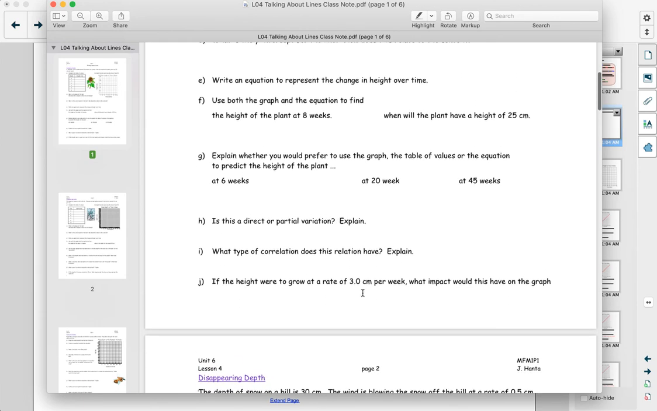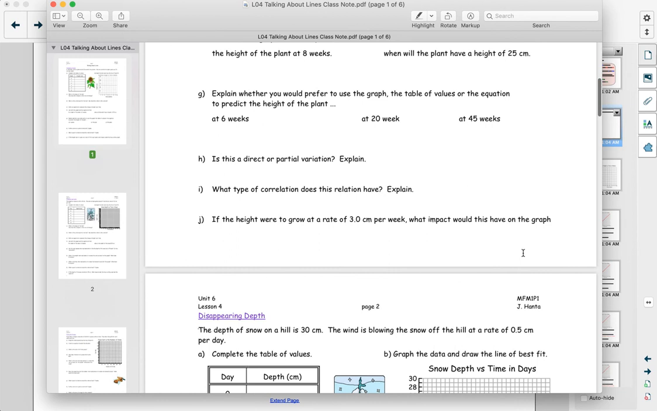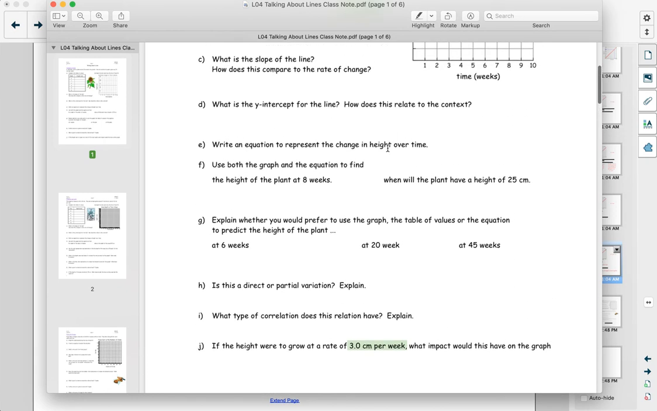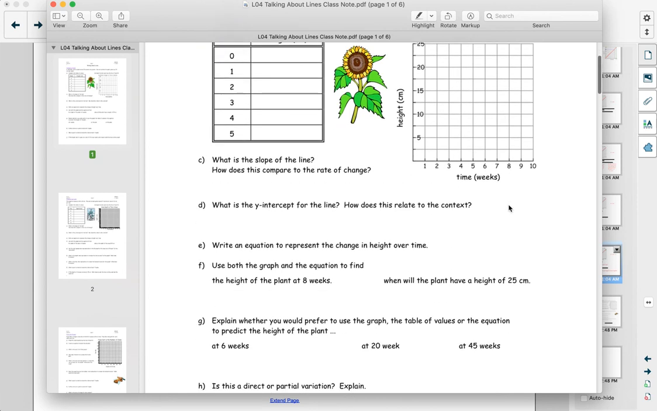If the height were to grow at a rate of 3 centimeters per week, what impact would that have on the graph? So I'm going to get you to think about that now, and then I'll discuss that one with you. So let's pause. All right, so resuming after you had some time to think about that, this rate, 3 centimeters per week here, I'm not going to be able to write on this because this is a PDF document. It's 3 centimeters per week. Before it was 2.5 centimeters per week.